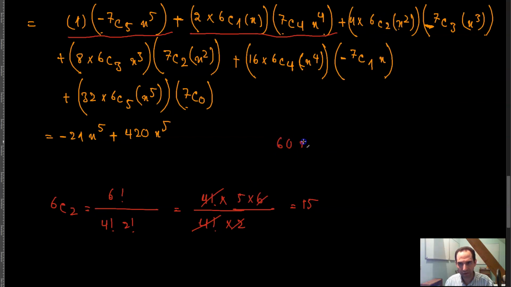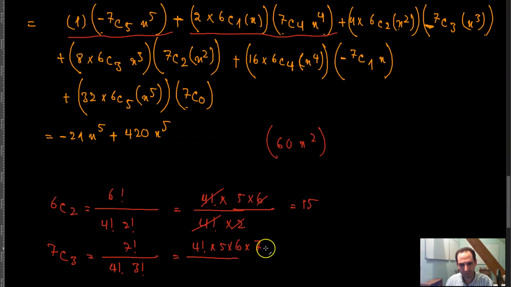That's 60x squared. And 7 combination 3 is the same thing as 7 factorial over 4 factorial times 3 factorial, which is equal to 4 factorial times 5 times 6 times 7 over 4 factorial times 6, and you can cancel this, that's 35. That's negative 7 combination 3, that's negative 35 because of this negative sign, x raised to the power 3.